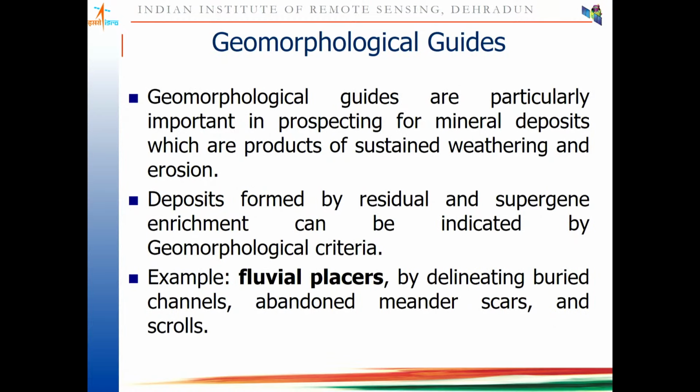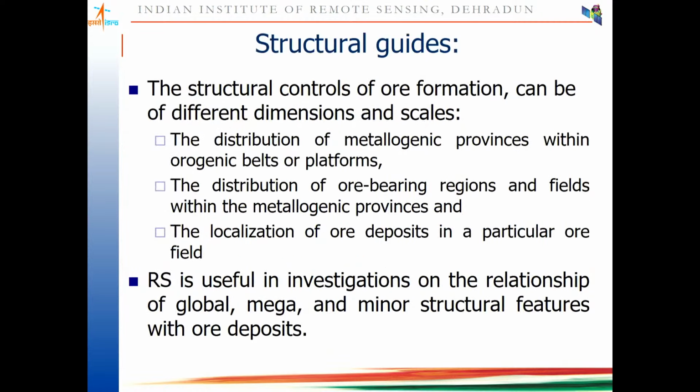So, same with the geomorphology, different morphological forms govern the prospection of mineral deposits, which are the products of certain types of weathering and erosion. For example, fluvial deposits. If we can delineate them, we can identify the residual enrichment, like some monazite or some special areas that can also be found in the fluvial. Then structures, there are different structures.